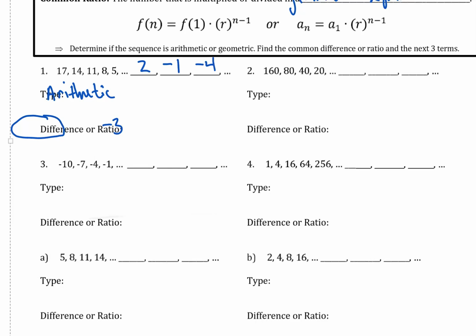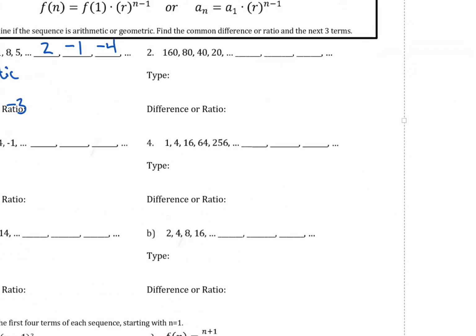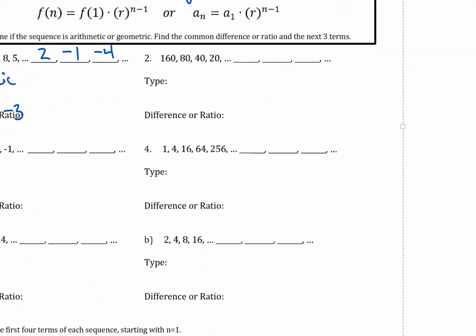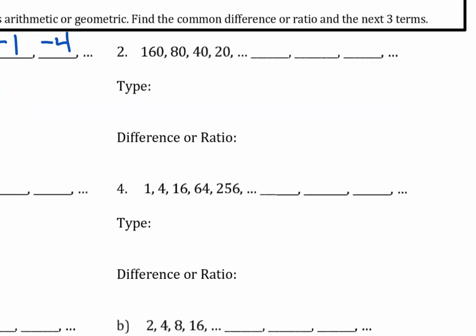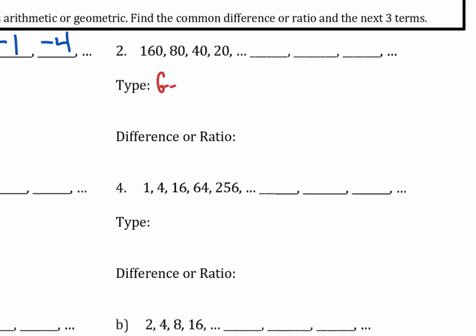Number two is a little bit different in that now it's starting at 160. It's going down to 80, then down to 40, then down to 20. This one is a geometric sequence because we are dividing everything by 2. This has a ratio. Or another way of saying that, multiply by 1/2. Either way, you're going to get to the same answer.